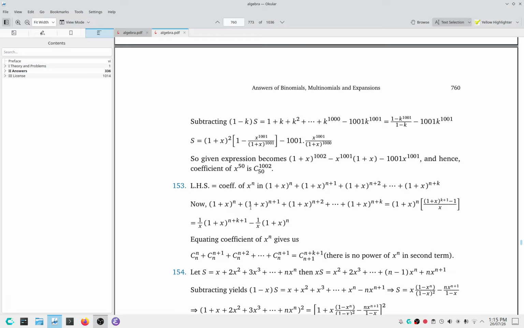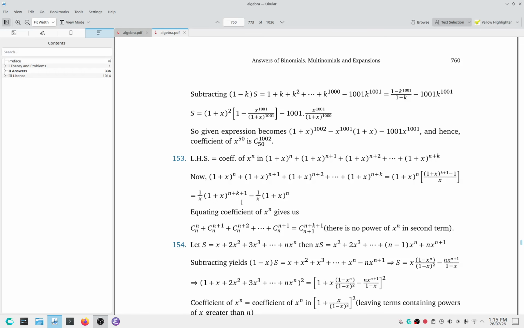Now we have (1 + x)^n + (1 + x)^(n+1) + (1 + x)^(n+2) and so on. What we do is we take (1 + x)^n common, and we get (1 + x)^(k+1) − 1 upon x in brackets. Now we multiply the whole thing, and we get 1 upon x times (1 + x)^(n+k+1) − 1 upon x times (1 + x)^n. Now equating the coefficient of x^n on the left-hand side and right-hand side both, we get it as n+k+1Cn+1.